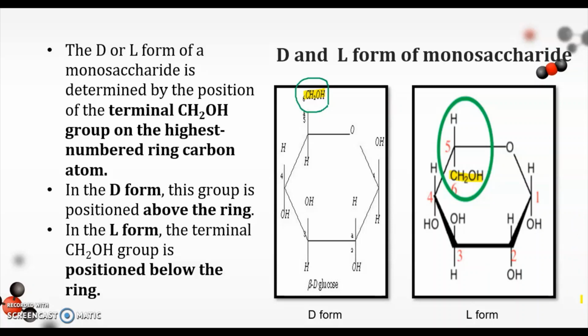For the D and the L form of the monosaccharide, we are going to take a look at the structure, get the highest numbered carbon atom, and that will be the terminal alcohol or the terminal CH2OH. If it is in D form, then we are going to place it on top. If it is in L form, then we are going to place the terminal alcohol below the ring.